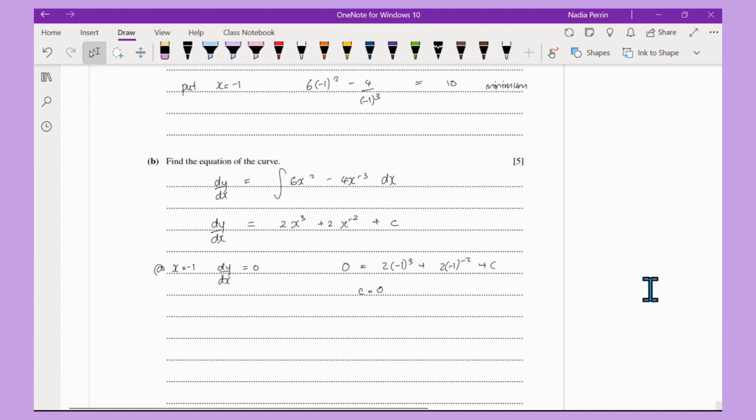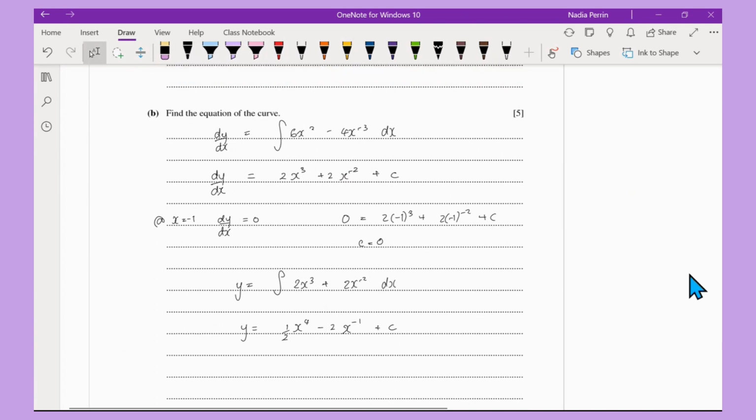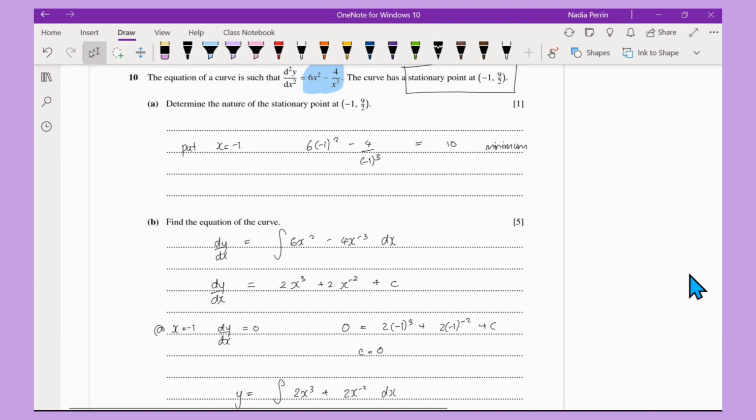So the next part is to integrate it again. So y will now equal the integral of 2x cubed plus 2x to the -2. So same thing, we're going to add 1 to the power, divide by the new power, add 1 to the power, divide by the new power. And then we still have a plus c, but we now know that if we just go back up to the top, there is a stationary point at -1, 9/2.